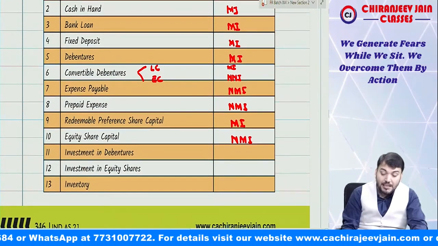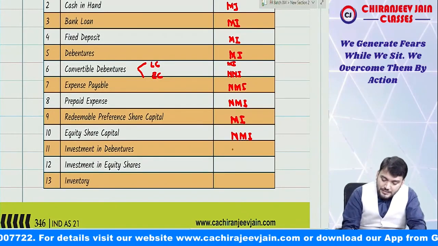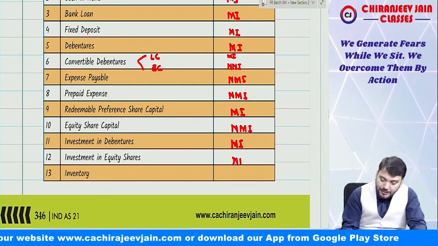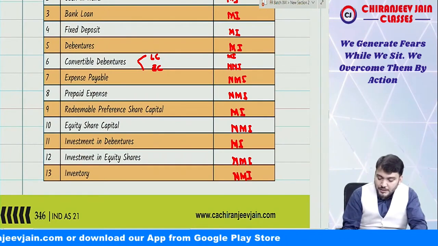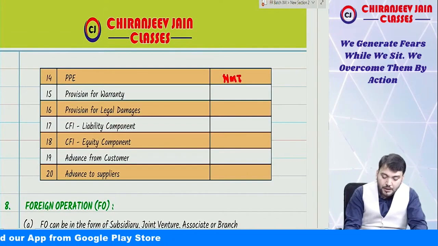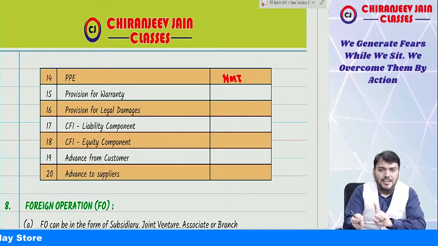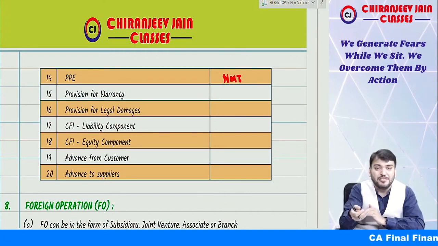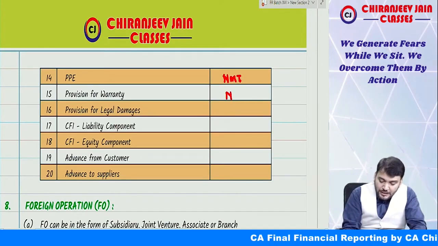Equity share capital, non-monetary item. Investment in debenture, can I say receivable in currency only? Yes, it is a monetary item. Investment in equity share, non-monetary item. Inventory, non-monetary item. PPE, non-monetary item. Provision for warranty: can I say we have an obligation to provide services, goods or services? So it is also a non-monetary item.